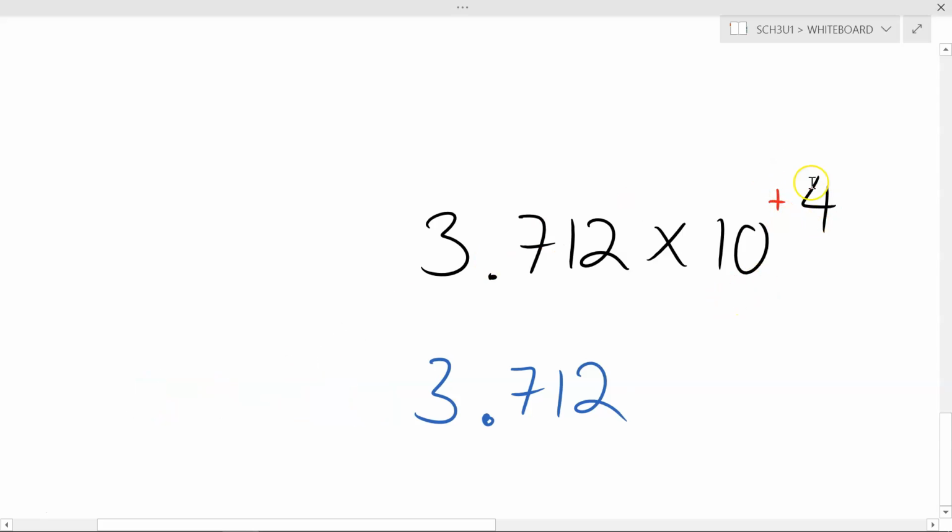Now if this had been a positive exponent, I would move to the right, because the number indicates that it must be greater than 1. So pushing it 4 jumps to the right, filling in the empty spot with a 0, and then cleaning this up, I get 37,120. Of course you don't need this decimal here. We usually leave it out as it is assumed.